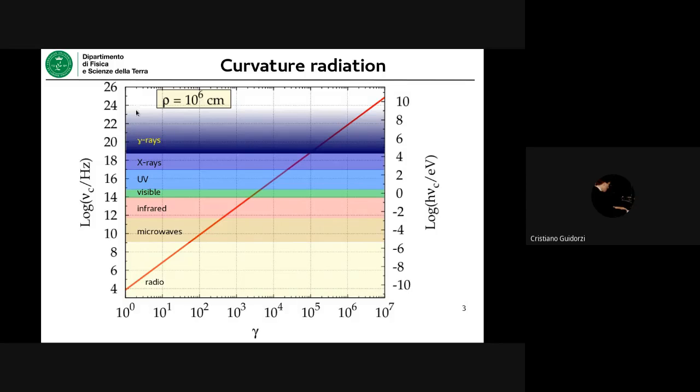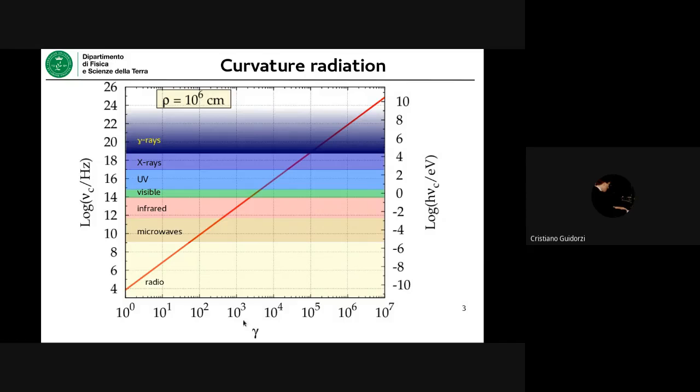And here I put the names of the different domains of the electromagnetic spectrum. Of course, this is not a strict separation between them. You have to imagine something which is smoothed out into the next part. But let's have a look. How is this graph to be interpreted?